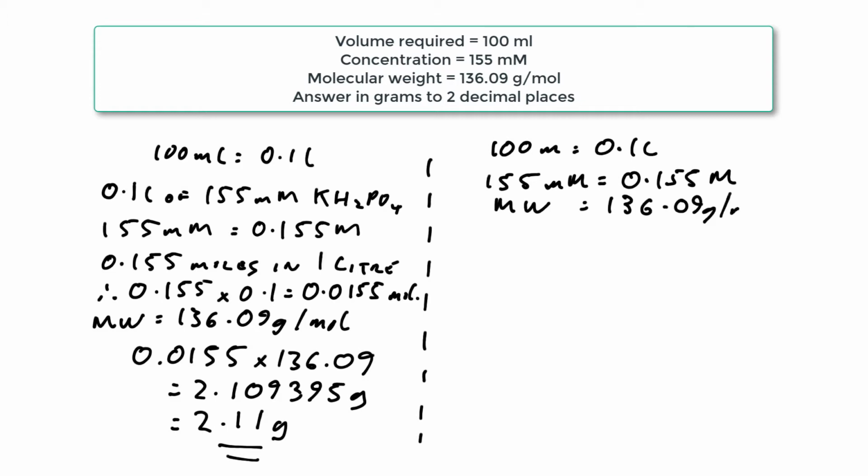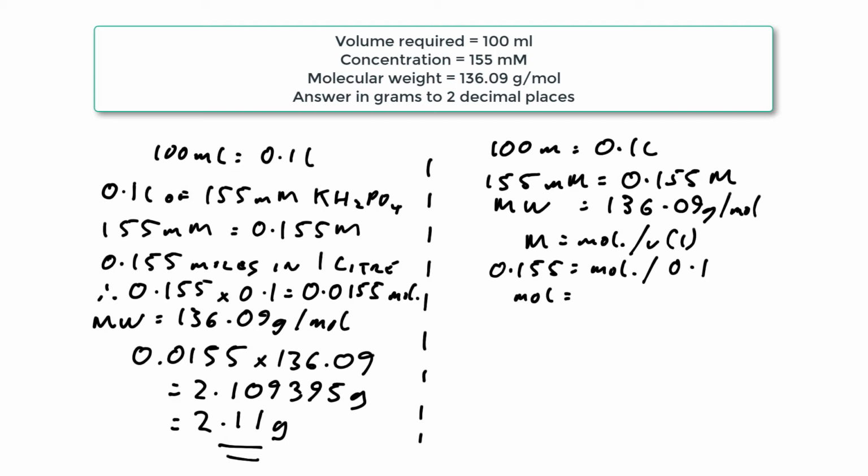Now the molarity of a solution is equal to the number of moles divided by the volume in litres. Our molarity is 0.155, and that is equal to moles divided by the volume, which is 0.1. If we rearrange this equation, we get moles, which is what we're trying to find. So moles is equal to 0.155 times 0.1, and this comes out to 0.0155 moles.